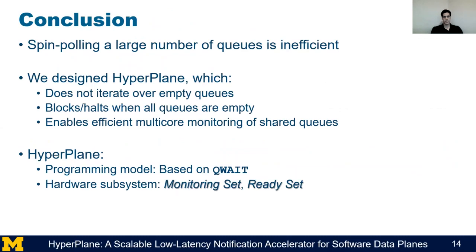As for the conclusion, we saw that spinning on a large number of queues entails several inefficiencies. Our solution for replacing spin polling as a notification mechanism is HyperPlane, which avoids iterating over empty queues and halts when all queues are empty. It also allows multiple cores to efficiently monitor shared queues. HyperPlane's programming model is based on the queue wait instruction. It is realized with a hardware subsystem, including a monitoring set and a ready set.